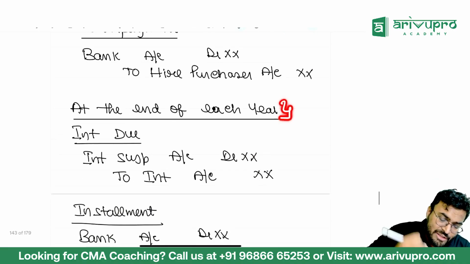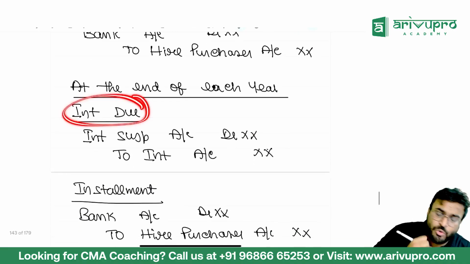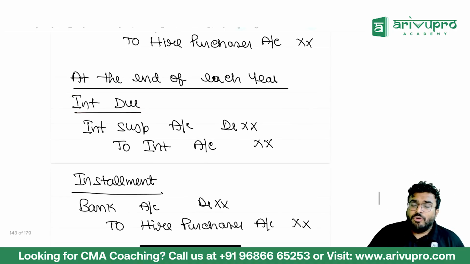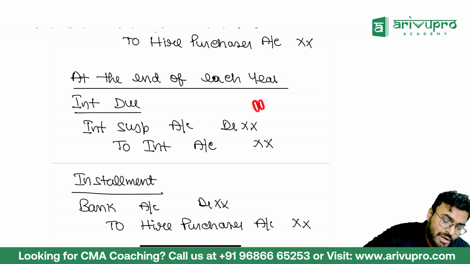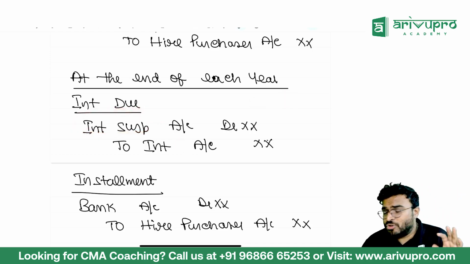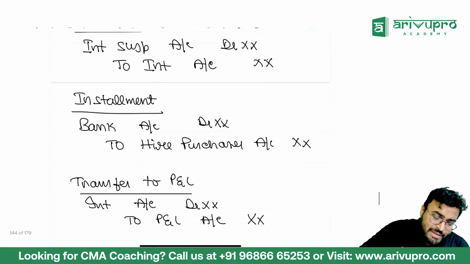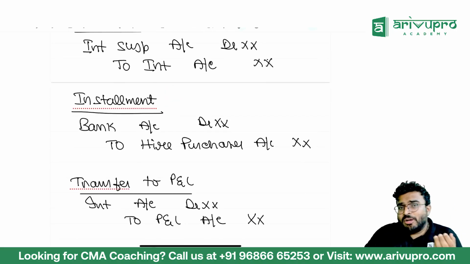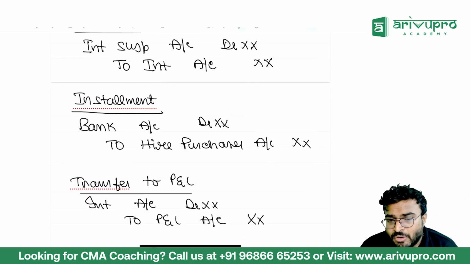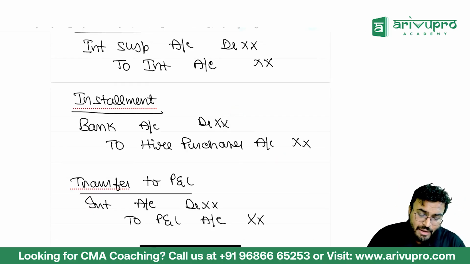At the end of each year, what are you going to do? Interest due. Last time you wrote hire purchaser account debited, but now you will write interest suspense account debited to interest account. Next, installment. Bank account debited, because you are getting money, to hire purchaser account.